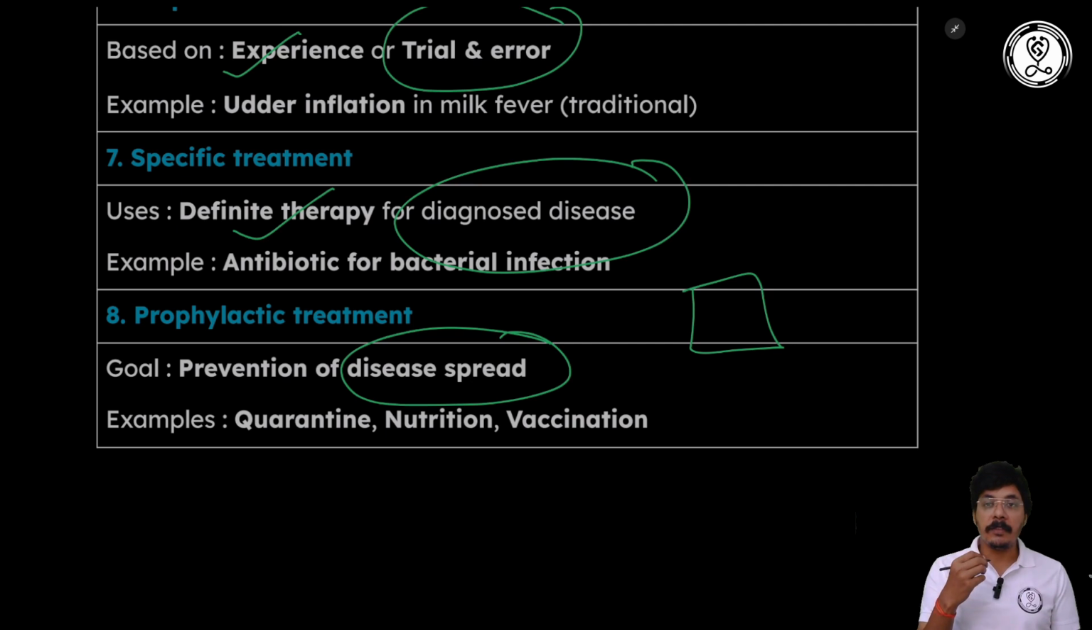Like in the case of dogs, we usually vaccinate them with anti-rabies. In the case of livestock animals, we usually go for FMD vaccines, black quarter and HS vaccines, isn't it? Okay. As well as some nutritional and vitamin supplementation are also used in order to enhance the immunity of the animal that will prevent further disease spread.